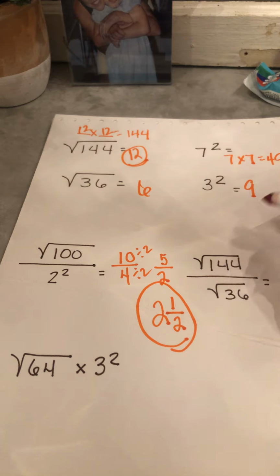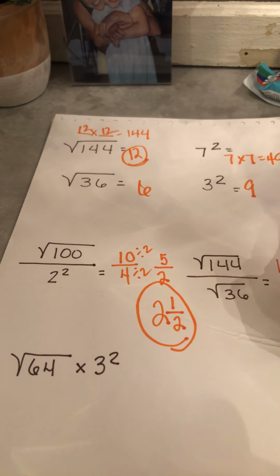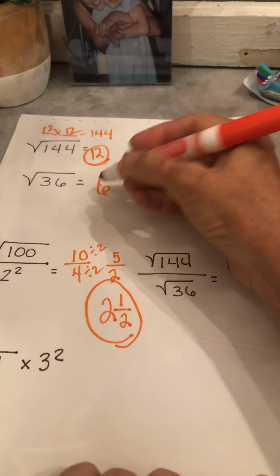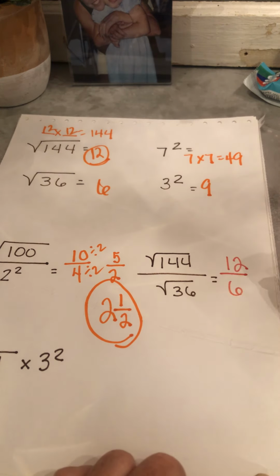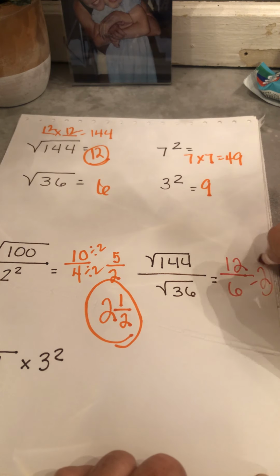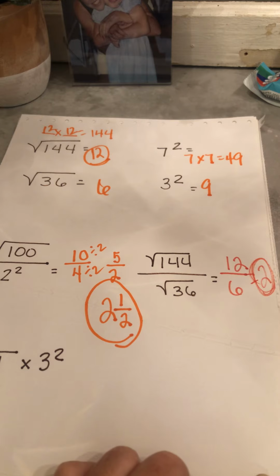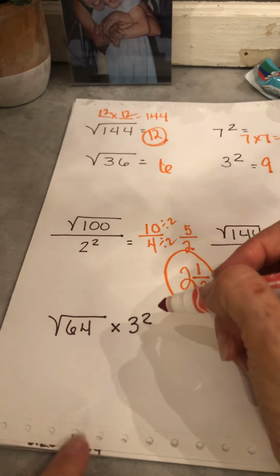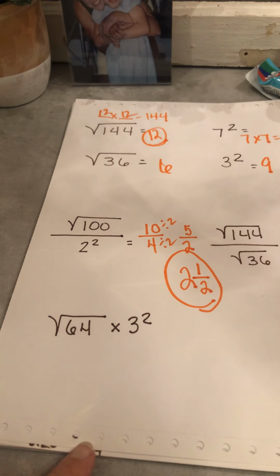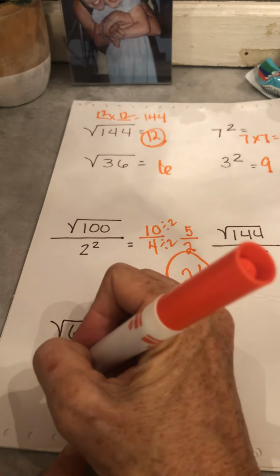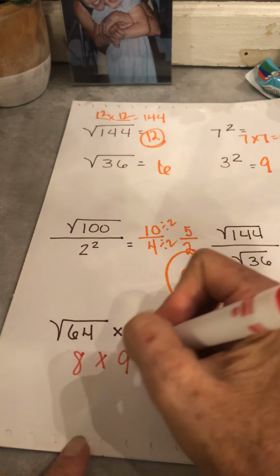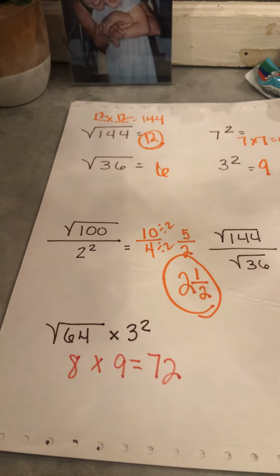Okay, what times what gives me 144 where the numbers are the same? 12. We did one just like that up there. Oops, sorry. What times what gives me 36? We did that up there too. 6. Now, how many times will 6 go into 12? 2. The answer is 2. All right, here. What times what is 64 where the numbers are exactly the same? 8 times 8 is 64. 3 squared is 9. 8 times 9 is 72. Okay?